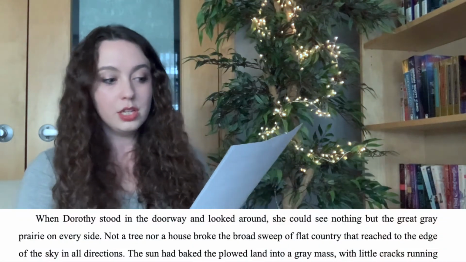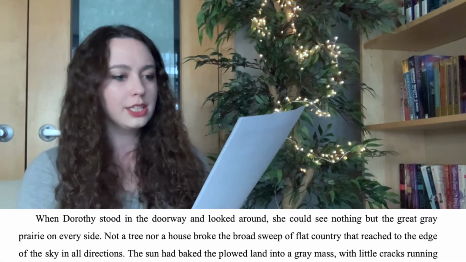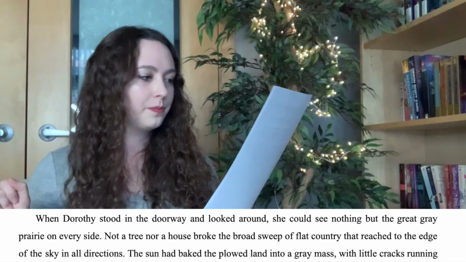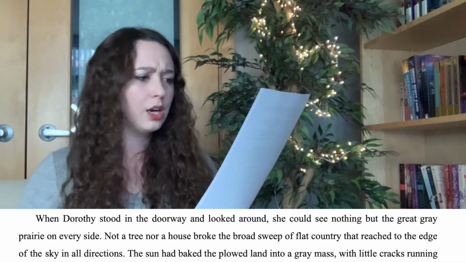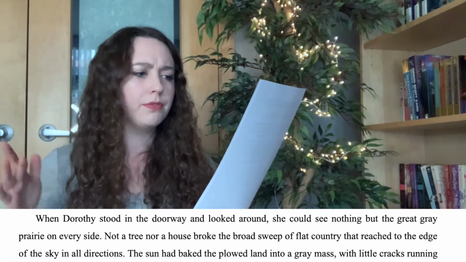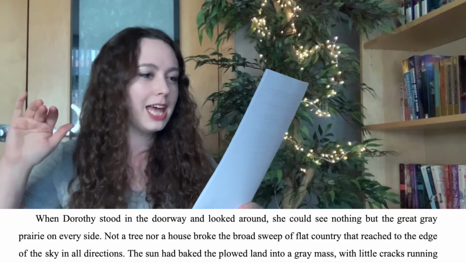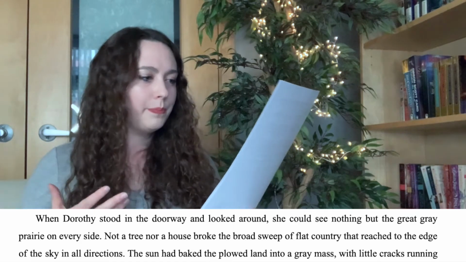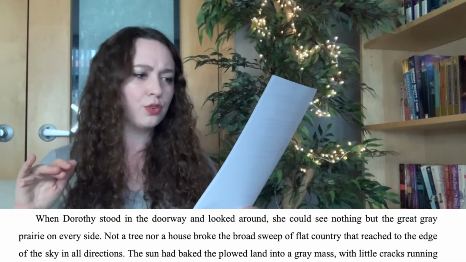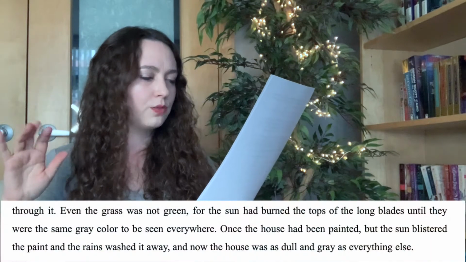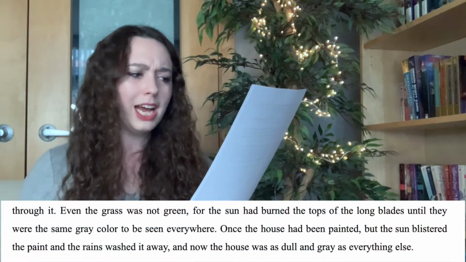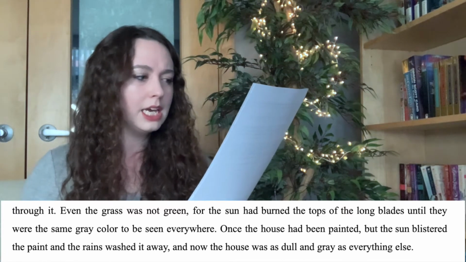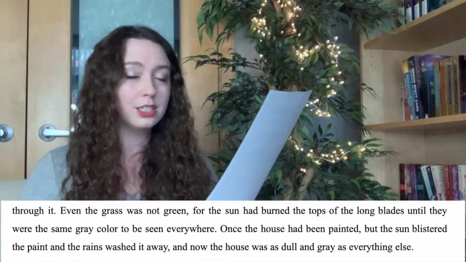When Dorothy stood in the doorway and looked around, she could see nothing but the great gray prairie on every side. Not a tree nor a house broke the broad sweep of flat country that reached to the edge of the sky in all directions. The sun had baked the plowed land into a gray mass with little cracks running through it. Even the grass was not green, for the sun had burned the tops of the long blades until they were the same gray color to be seen everywhere.